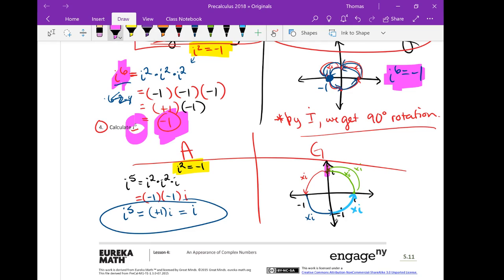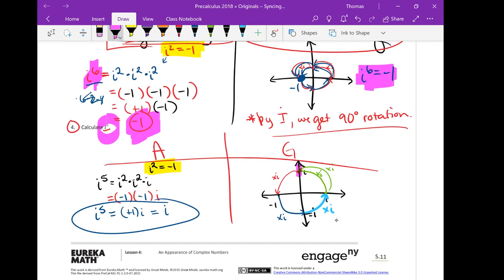I'm just going to highlight that point. So we used our geometric interpretation that multiplying by i takes us 90 degrees. We multiplied it 5 times, 1, 2, 3, 4, 5, and it took us back to the point i. So geometrically, we should say that i to the fifth is equal to i. And sure enough, that agrees with what we found out algebraically.